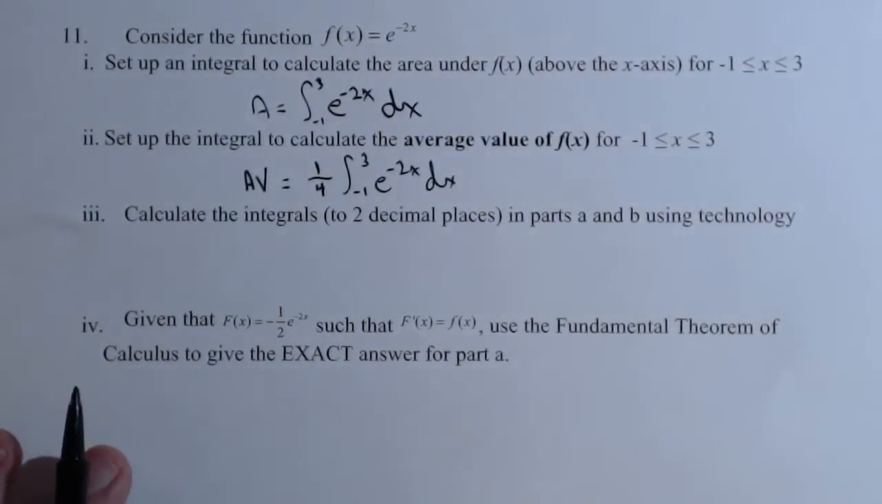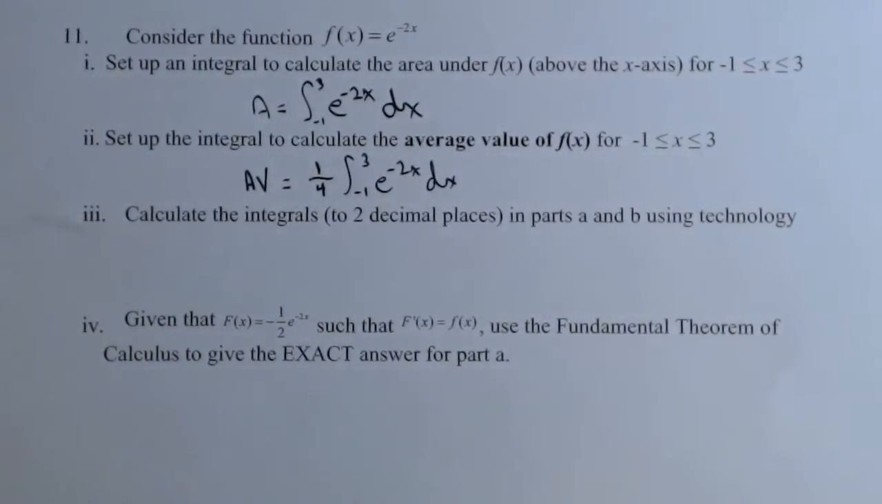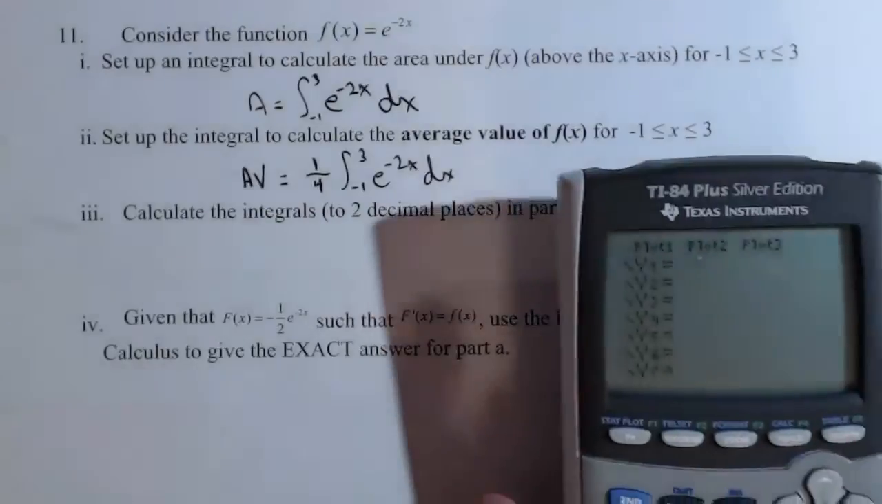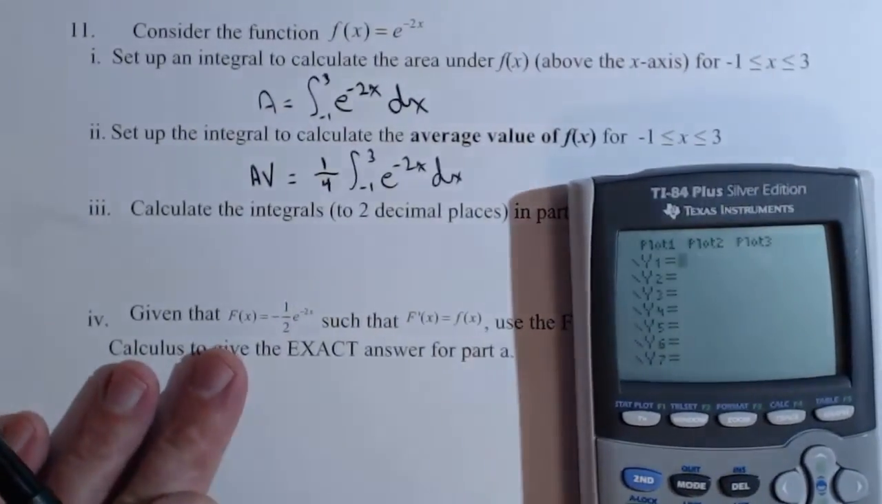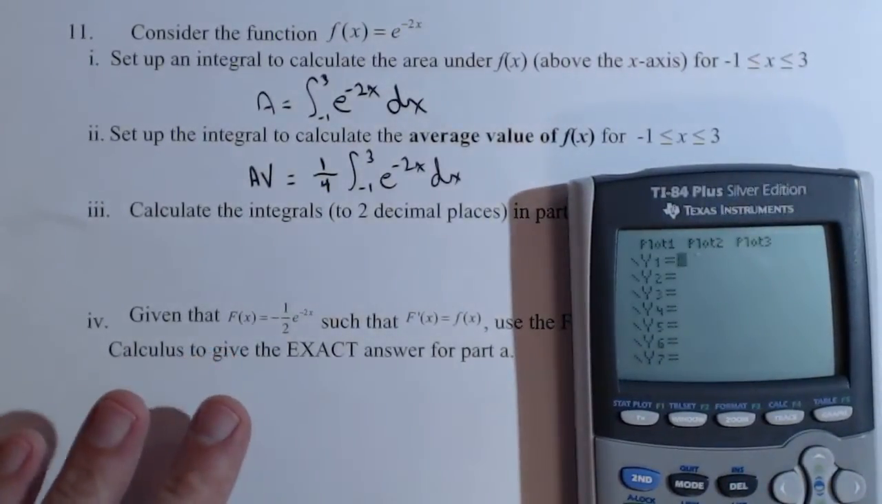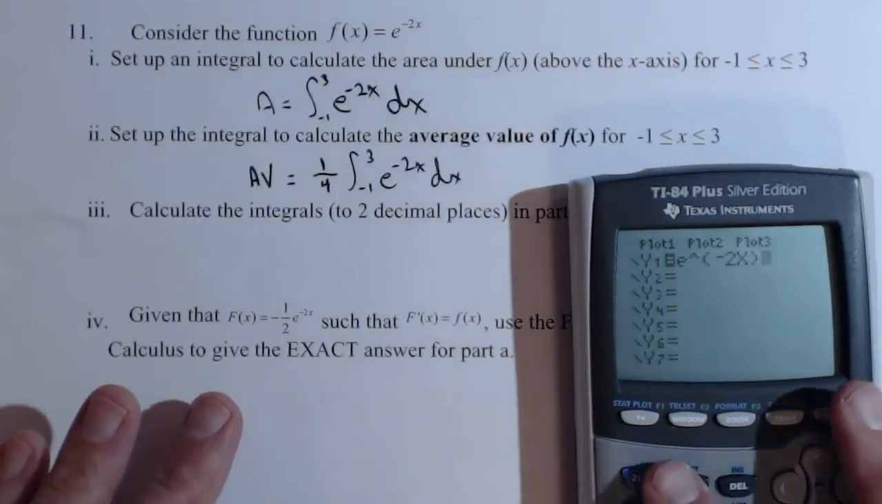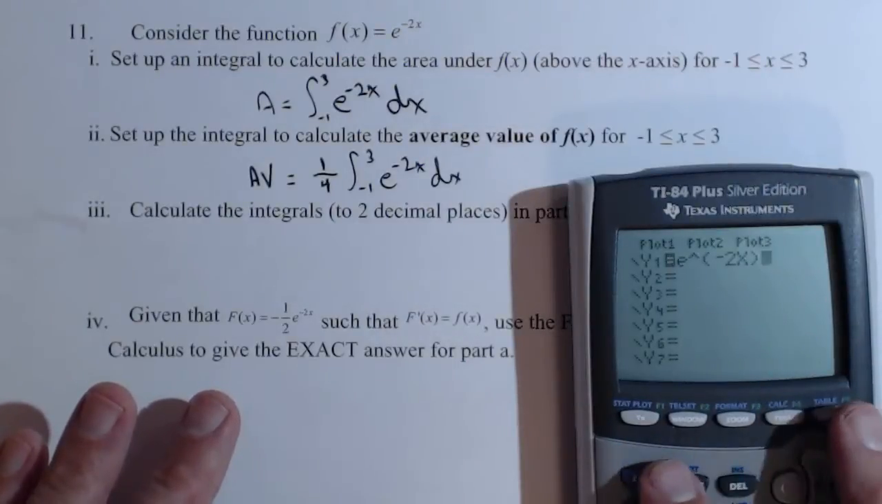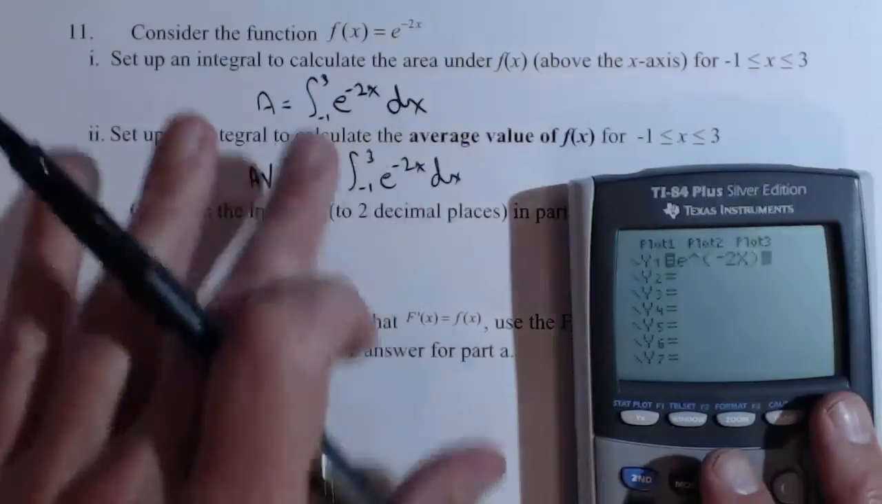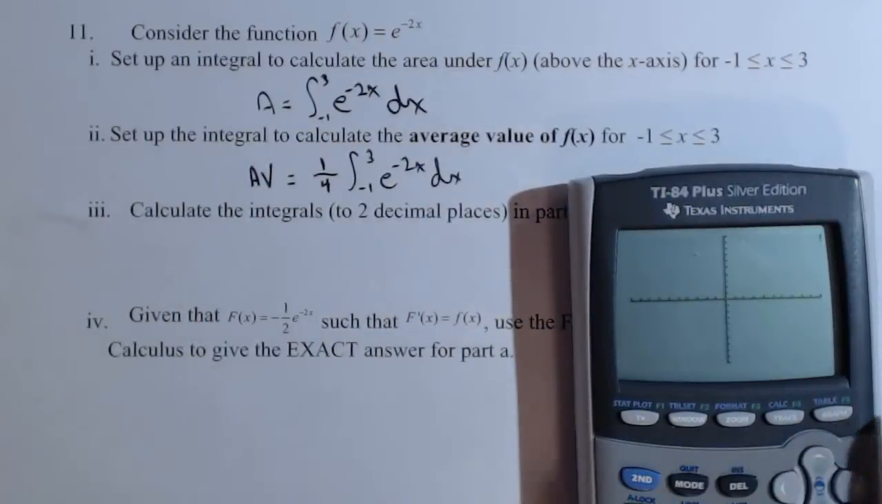Now we're going to calculate these using a graphing calculator. And there's a couple different ways that you'll see this done. I'll just show you one of them. Here I've got another video somewhere that shows you another way. So the negative 2x. And now if we want to calculate this definite integral from negative 1 to 3, we'll graph it.